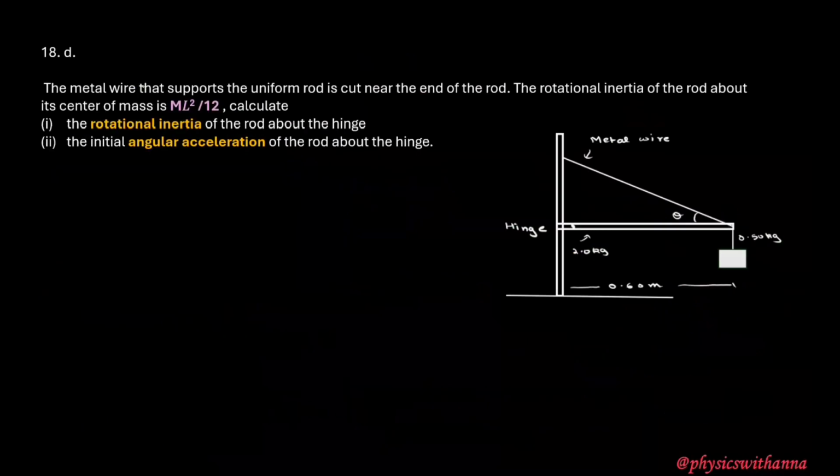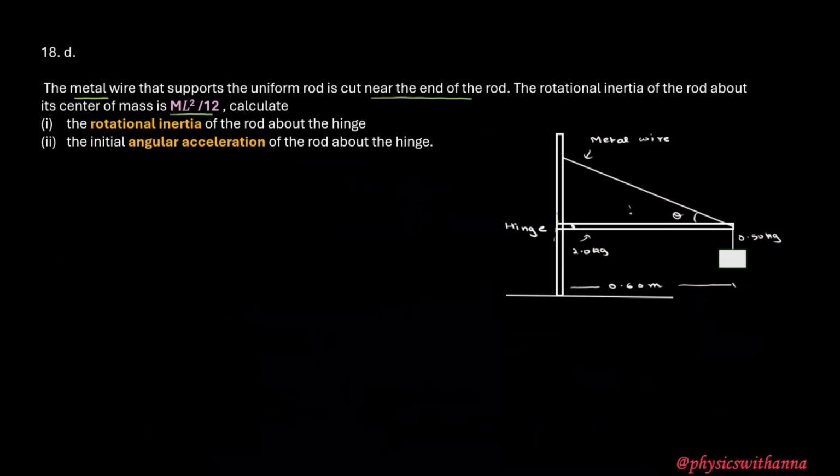Next, part D of the question says, the metal wire that supports the uniform rod is cut near the end of the rod. The rotational inertia of the rod about its center of mass is ml squared by 12. Calculate the rotational inertia of the rod about the hinge. So this is similar to part B of the question, where we can find the rotational inertia about the hinge by using the parallel axis theorem.